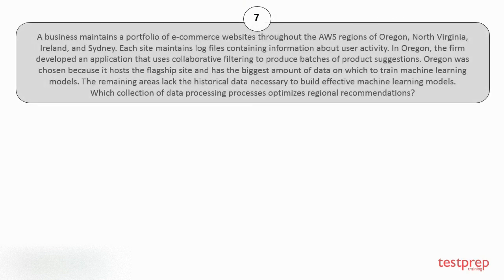Number 7. A business maintains a portfolio of e-commerce websites throughout the AWS regions of Oregon, North Virginia, Ireland, and Sydney. Each site maintains log files containing information about user activity. In Oregon, the firm developed an application that uses collaborative filtering to produce batches of product suggestions. Oregon was chosen because it hosts the flagship site and has the biggest amount of data on which to train machine learning models. The remaining areas lack the historical data necessary to build effective machine learning models. Which collection of data processing processes optimizes regional recommendations?